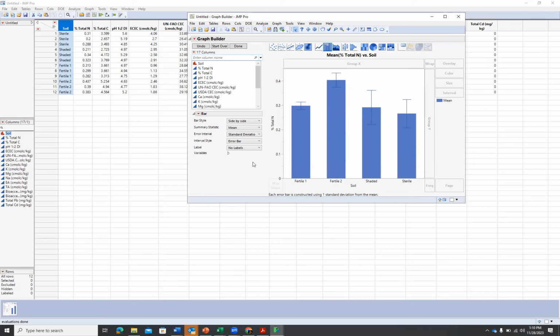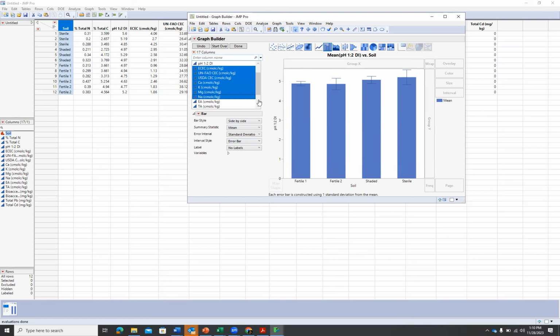So nitrogen doesn't really do much for us. So I'm going to pull in carbon. And to do that, I'm just going to put carbon on top of nitrogen, and you'll see it turns into that kind of hexagon. And carbon doesn't change anything. So I'm going to pull in pH. pH is even less sensitive, right, to the differences that the farmer noticed.